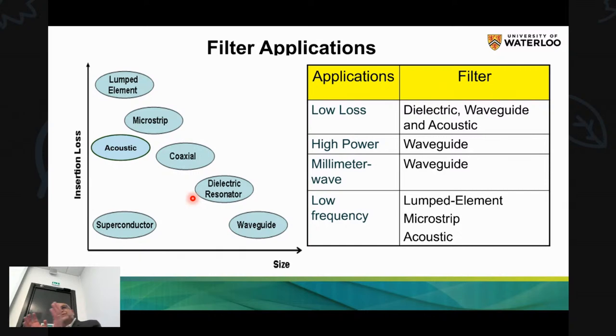So there is something you may be able to do for 100 watts, 200 watts with dielectric resonators, but you cannot get 500 watts or 1 kilowatt. So waveguide obviously is the way to go. For coaxial, you may be able to do it, but again you may have a breakdown because you have small gaps. So it could be a PIM product, passive intermodulation product, or breakdown.